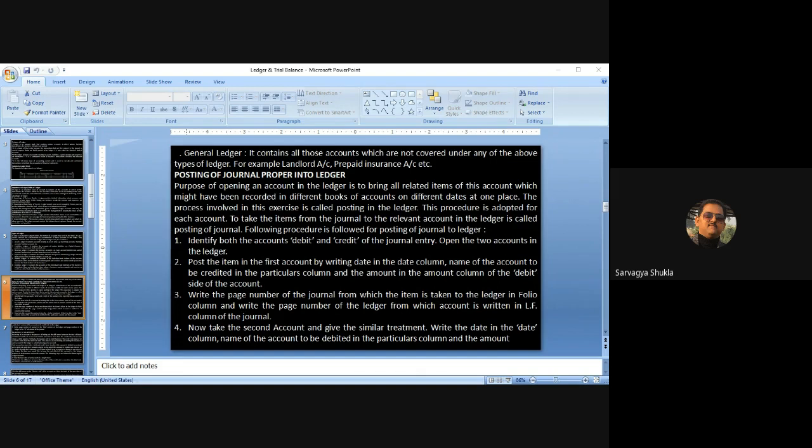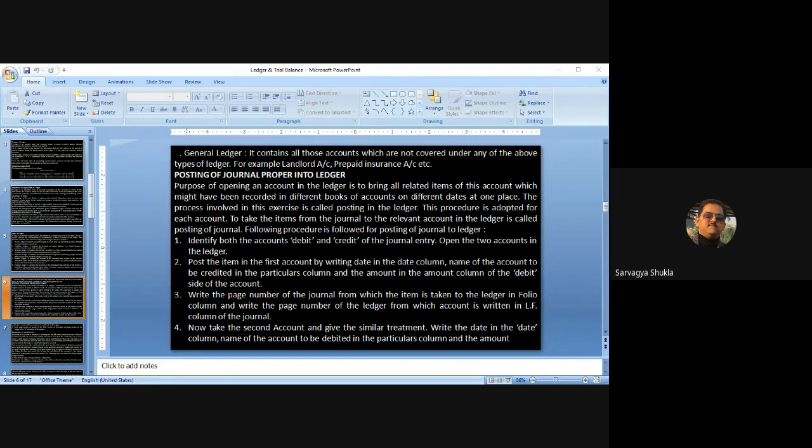In this journal entry, which of the two accounts are debited and credited? Mr. X account will be debited and sales account will be credited. As per the rule we have discussed in the previous lecture, I have told you the golden rule of accounting on the basis of which journal entry will be passed in the journal.